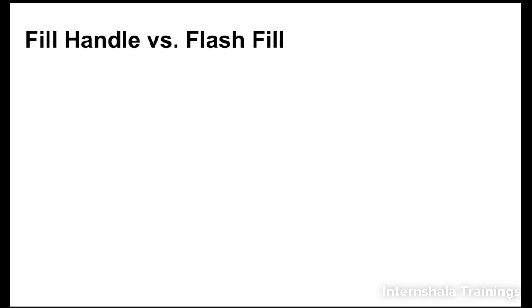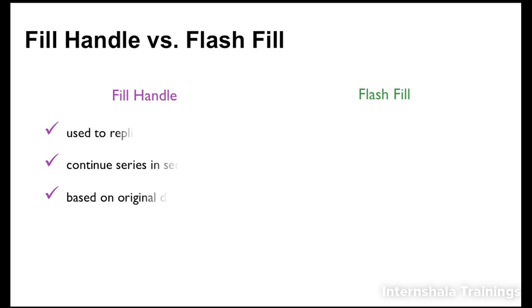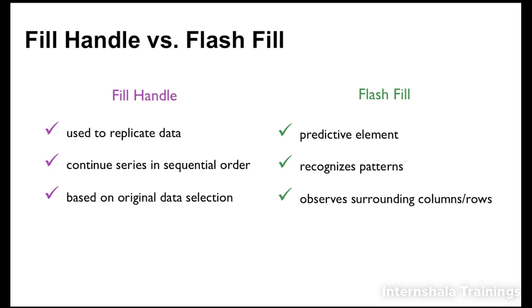We have now learned how to use Fill Handle and Flash Fill, which are two really important and useful Excel features. So just a quick recap. Both of them are used to replicate data, but the difference between them is that Fill Handle is used to replicate data or continue a series based on the data that you select, whereas Flash Fill has an intelligent predictive element to it. Flash Fill tries to understand patterns in processing data, not just in the original selection of cells, but by also observing surrounding columns and rows.